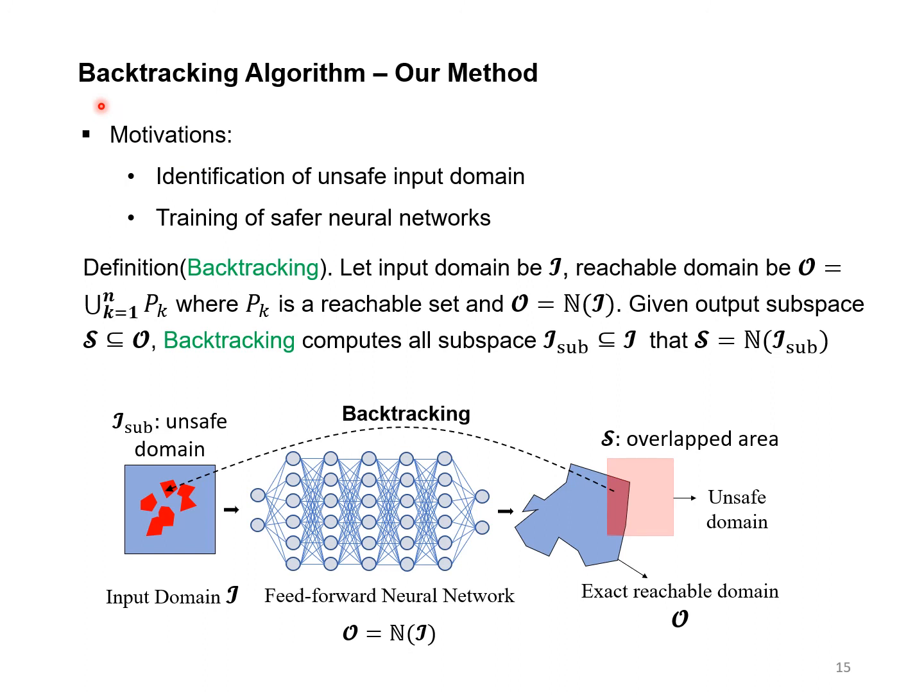In this section, we will present our backtracking algorithm, which aims to identify all the unsafe input domain of a neural network, and then we can use them to train a safer neural network. The definition is here. Given an input domain I, the reachable domain of a neural network will be the union of all the reachable sets we computed with our reachability analysis method. When the reachable domain O overlaps with the unsafe domain, the backtracking algorithm can compute all the unsafe subspace in the input domain that generates the overlapped unsafe domain.